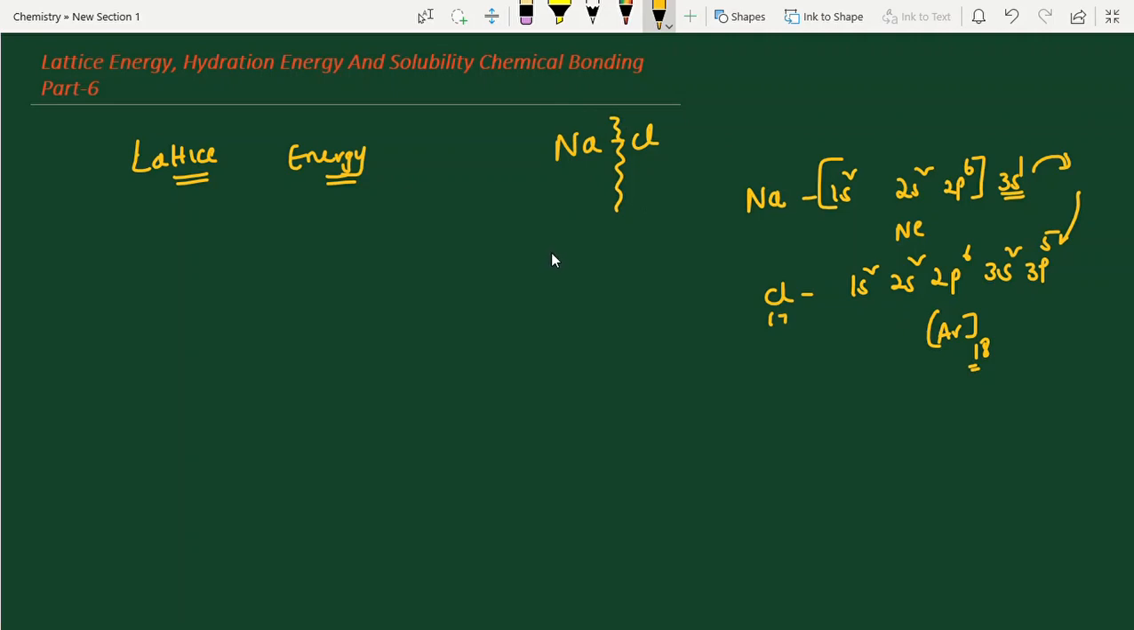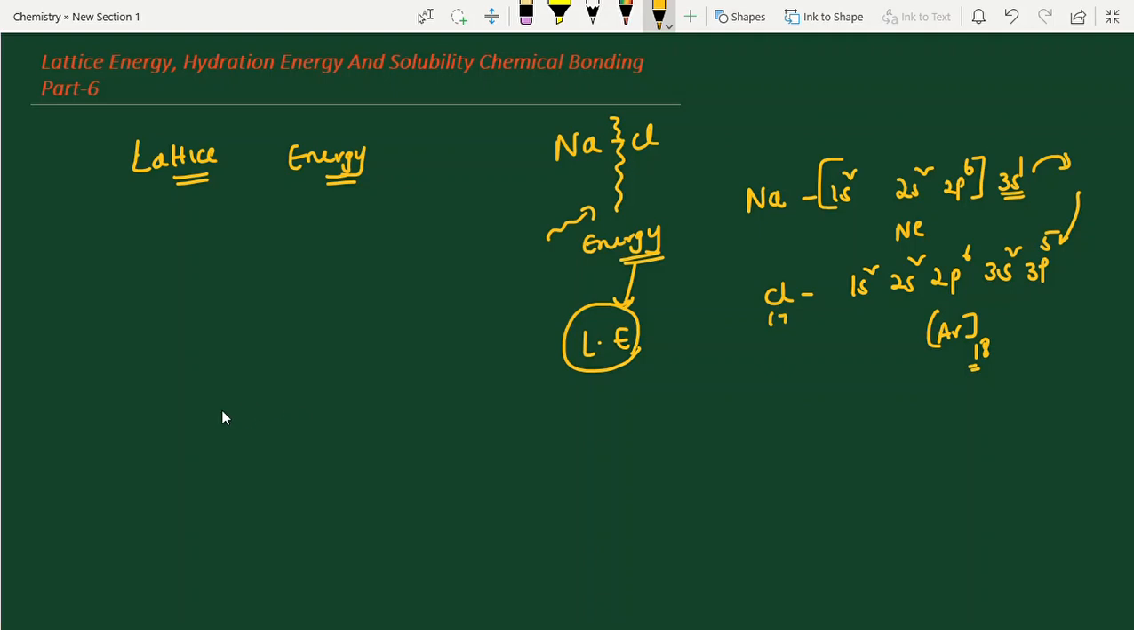So the ionic bond is a stronger bond. If you take the lattice energy values and melting points, they are very high, meaning the bond is strong. Now suppose I am going to break this bond. For breaking this bond, I need energy, right? I have to supply some energy. That energy is called lattice energy.